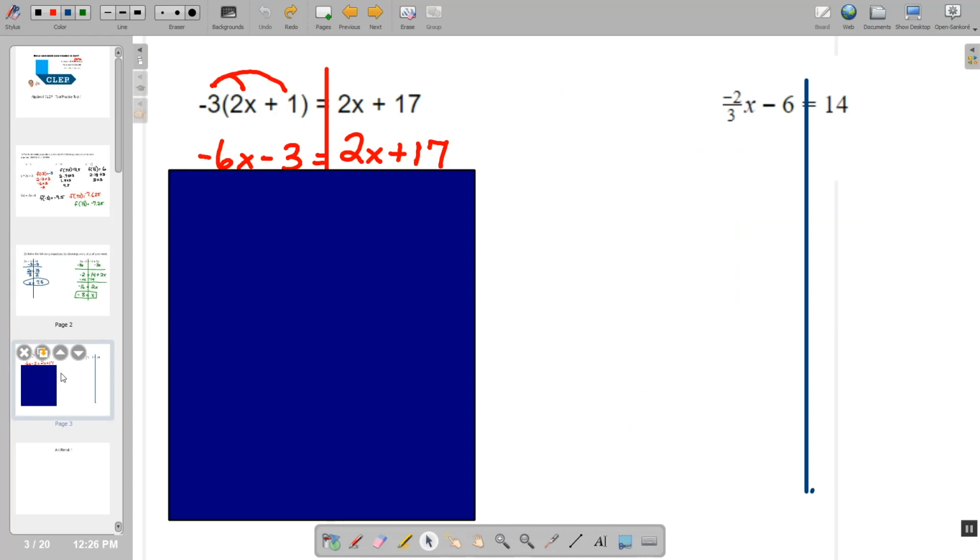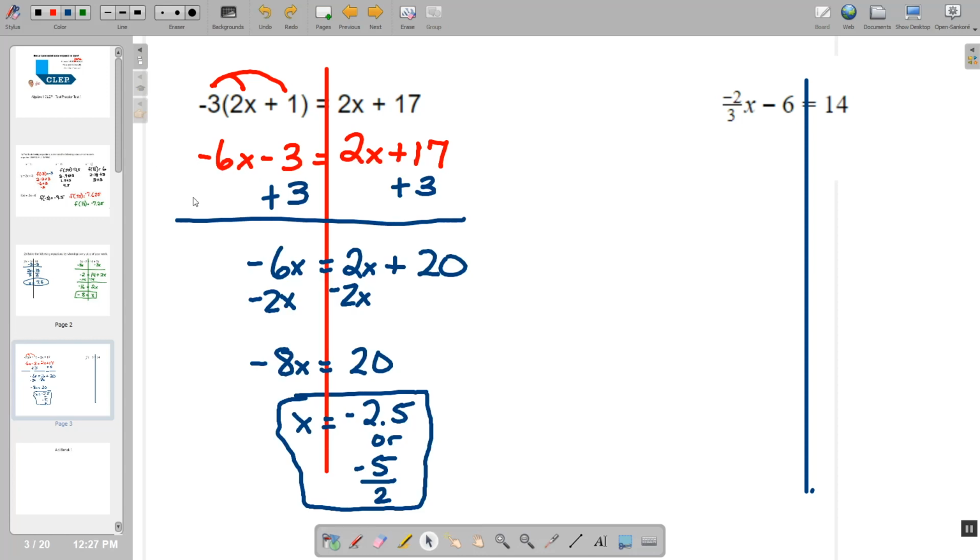For the next 2 problems, first step, I wanted to stop and show you, remember the distributive property. If you ever have parentheses, step 1 is always get rid of the parentheses. So in this problem, we get -6x minus 3 is equal to 2x plus 17. From here, it's just like solving a regular equation until we get down to the bottom where our answer is -2.5 or -5/2, depending if they want a fraction or a decimal answer.